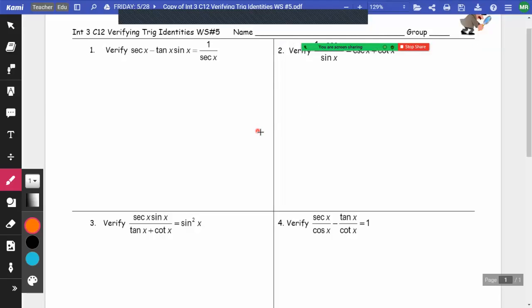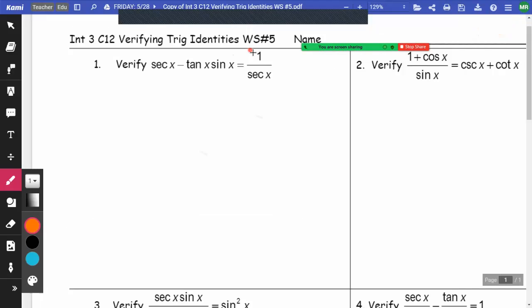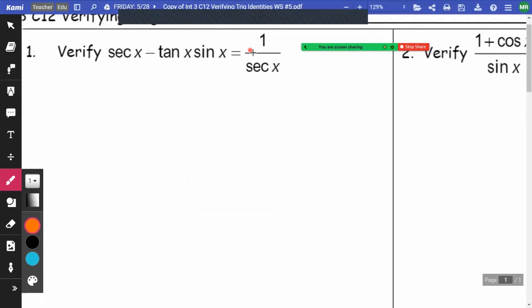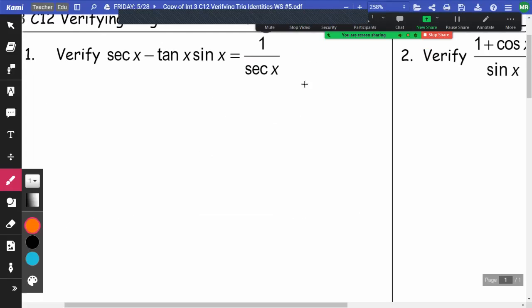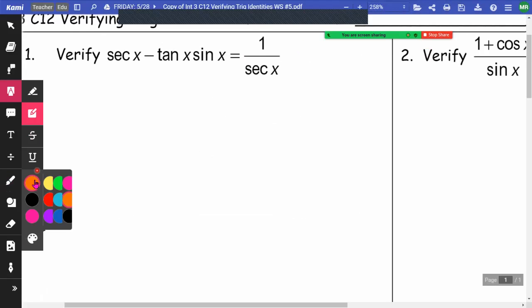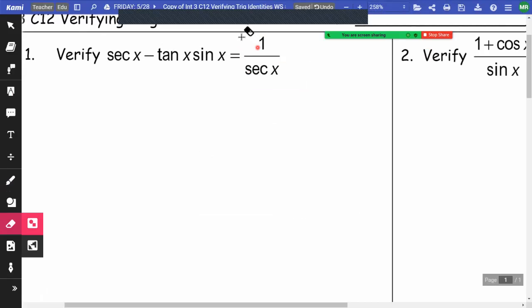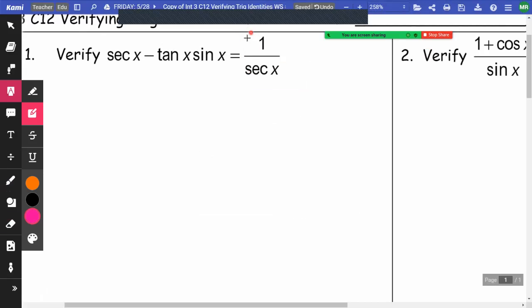So this video is on Friday, May 28th's homework, which is verifying trig identities worksheet number 5. So on this first one, again, remember, we're always trying to keep the right-hand side. We're going to make the left-hand side become the right-hand side, okay? So I want to end up getting a 1 over secant x is what I want.